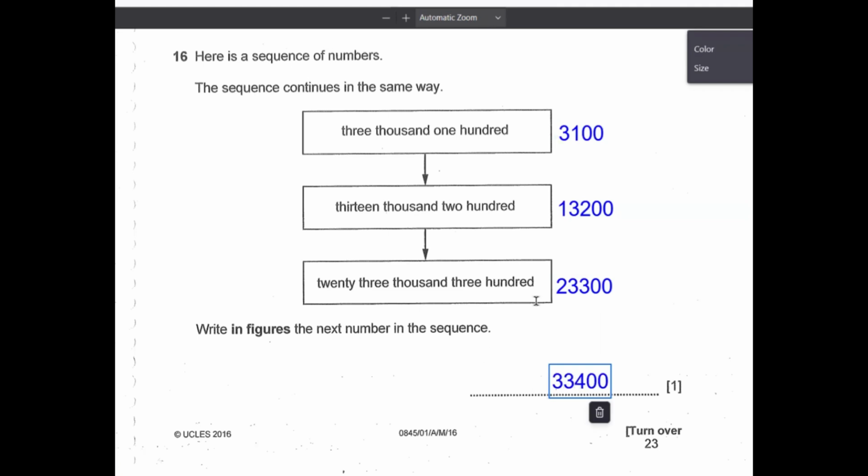Which is going to be 33,400, because every time you add 10,100, because 3,100 plus 10,000 is going to be 13,200. This is 23,300. This will be 33,400. Every time you add 10,100.